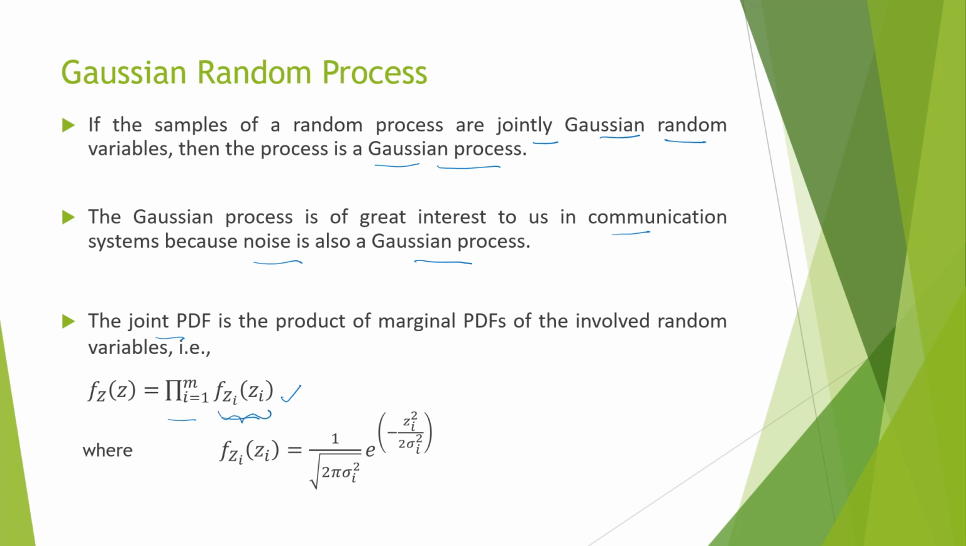So if we take the mean value as 0, a 0 mean Gaussian random variable, then each PDF is given as 1 by root 2 pi sigma i square e power minus zi square by 2 sigma i square. This is the Gaussian PDF with 0 mean.